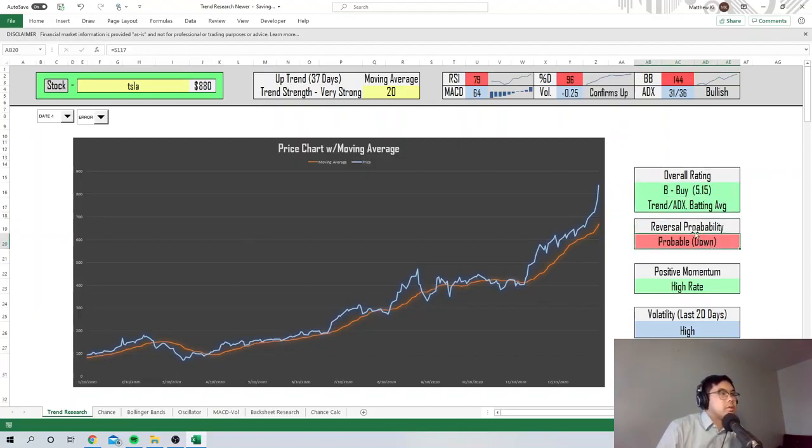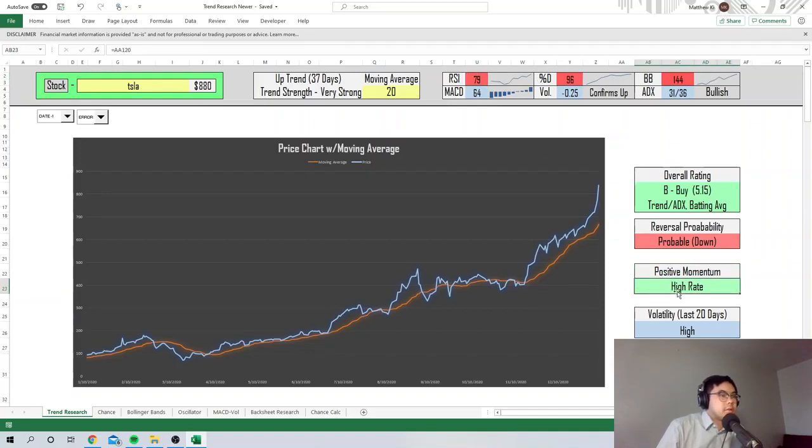Reversal probability looks at the indicators up here. These are indicating downtrend. So it's a probable downtrend from this high. And then possible momentum, positive momentum. That's looking at the MACD. The MACD signals momentum, and also it's looking at the RSI. So the momentum's going up. It's positive momentum at a high rate.